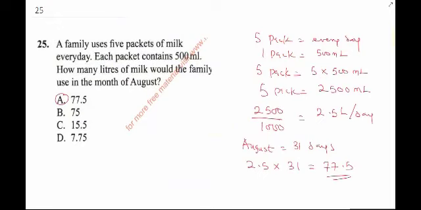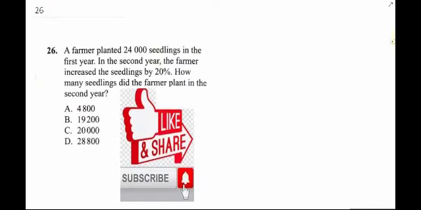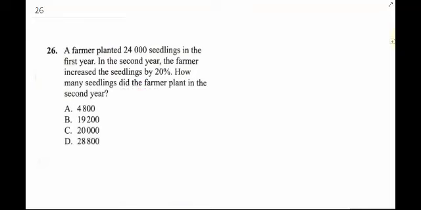Okay, so that'll take us to the next question, which says 26. A farmer planted 24,000 seedlings in the first year. In the second year, the farmer increased the seedlings by 20%. How many seedlings did the farmer plant in the second year? Now, in order to solve this question, the first thing you need to identify is first year he planted 24,000. That's his first year planting.